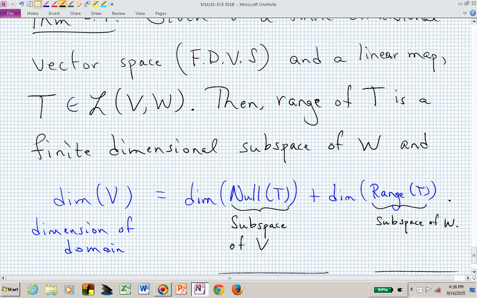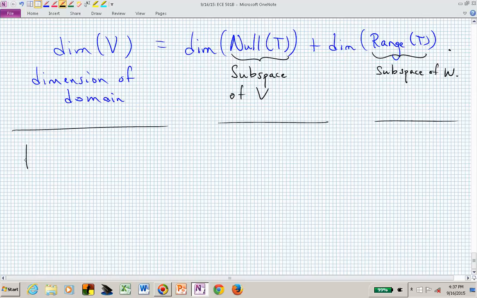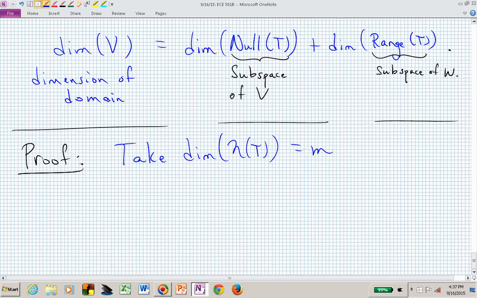But those two dimensionally cannot be any bigger than the dimension of the domain. Let's see if we can show that. Here's our proof. Let's take the dimension of our null space of the linear operator T. Let's say that that's m.